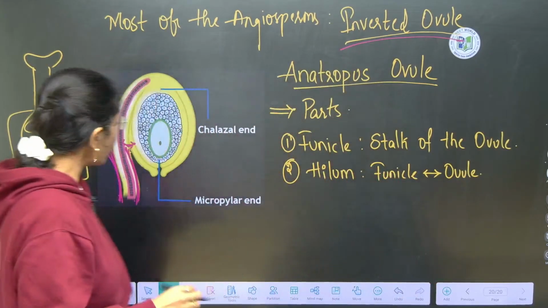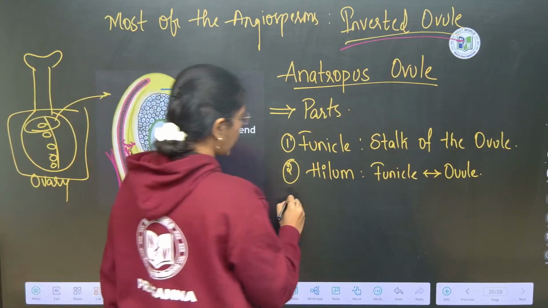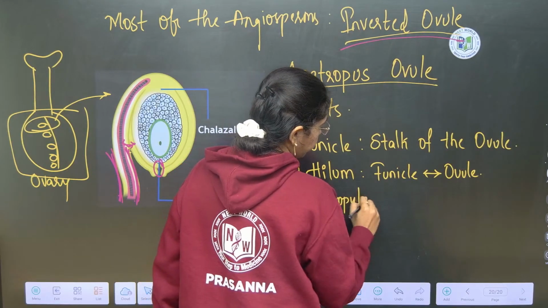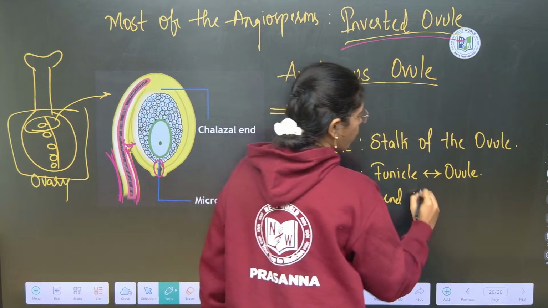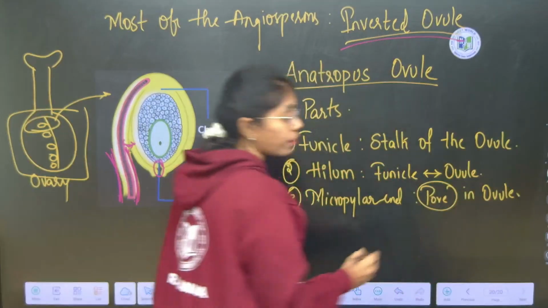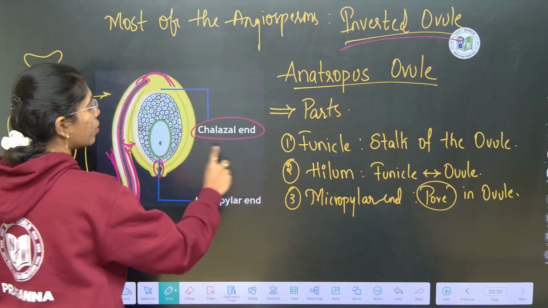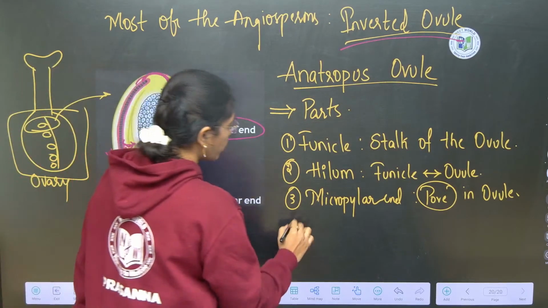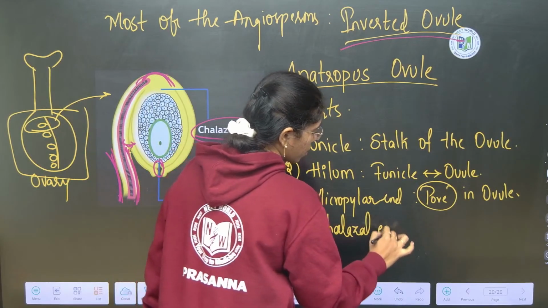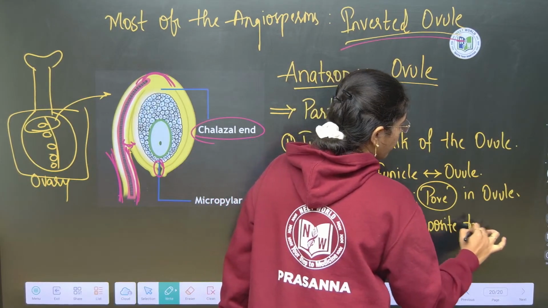Fine, right? The small pore which is present at the base of this ovule is known as the micropylar end. Micropylar end, which is a pore-like structure in the ovule. And the basal bulged portion, opposite to the micropylar end, you can see is the chalazal end. So, fourth is what? Chalazal end is opposite to the micropylar end.